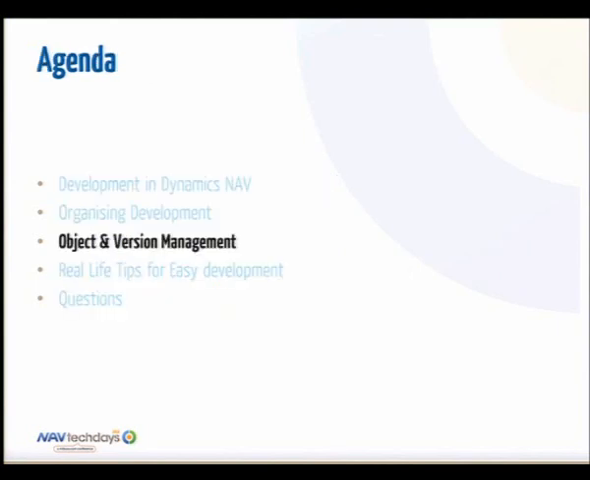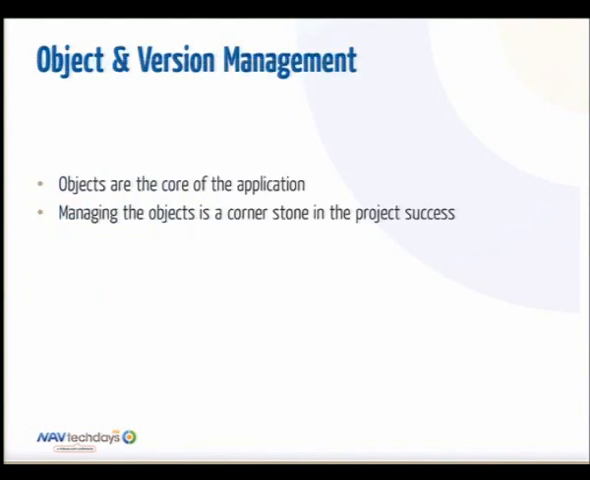So that brings us to the next thing on the agenda, which is, once I have set up the project and the tasks, the next challenge is to manage the objects and the versions. Objects in Dynamics NAV are the core of the application, and managing the objects and what happens to the objects and which object is where is a cornerstone of a project's success. There's a lot of things, but managing the objects is a big challenge.